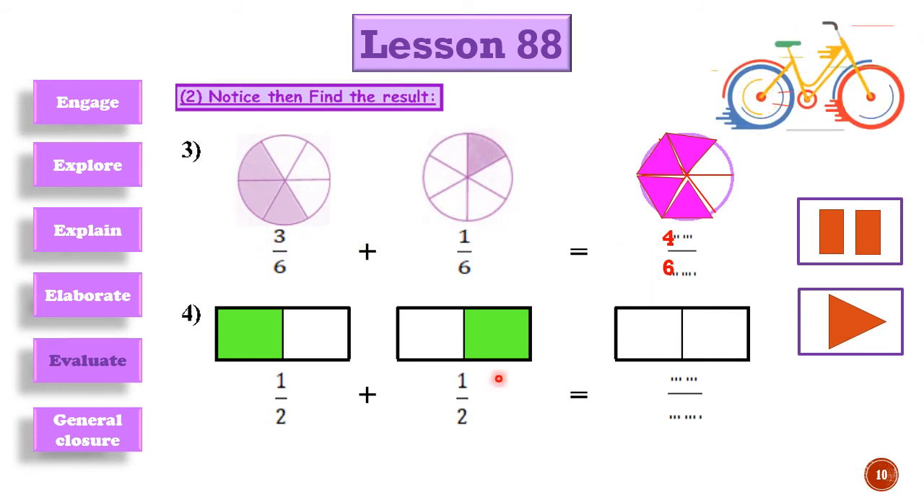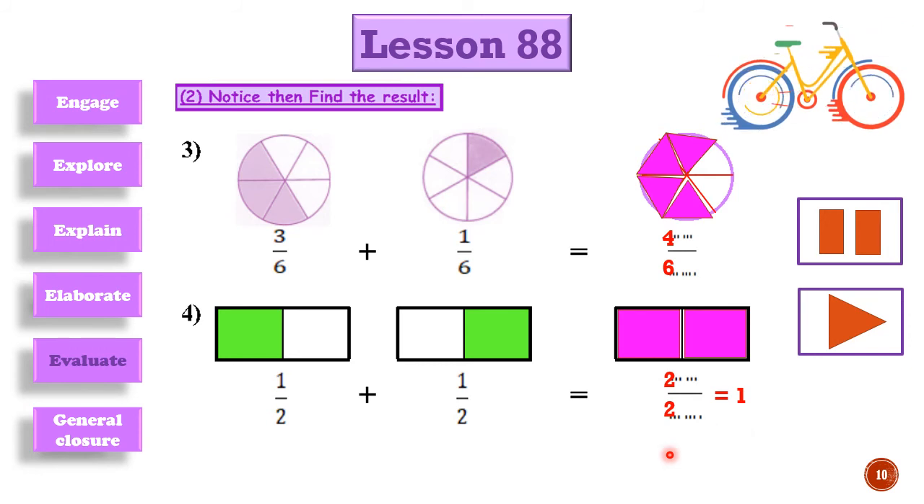Good job. Here we have half plus half. To add these two parts, we will have the same strip divided into 2 equal parts. We will put the first part and the second part, which is called two halves. Excellent. Which is equal to 1 whole.